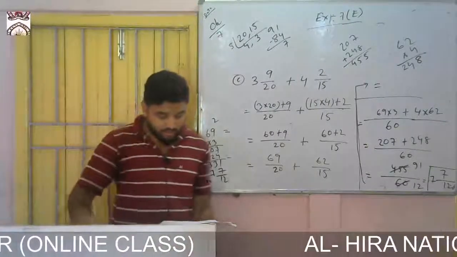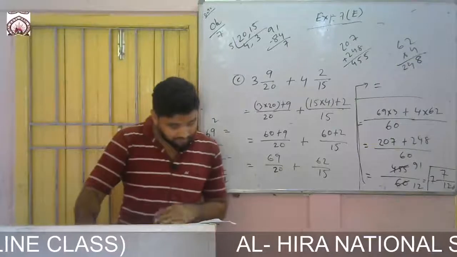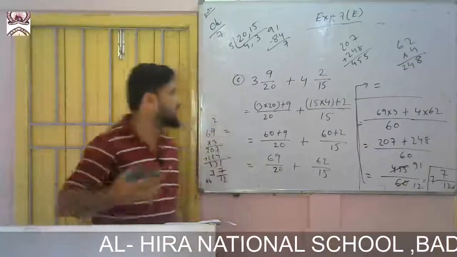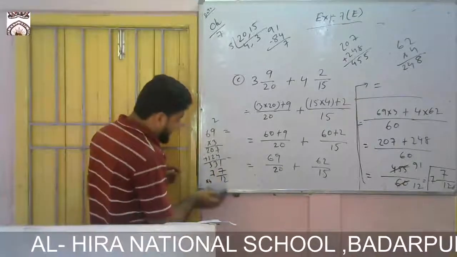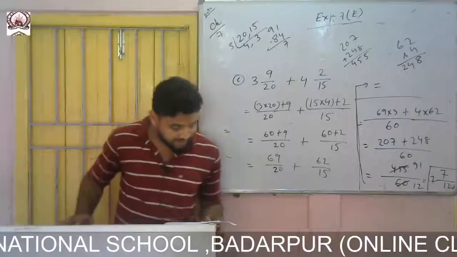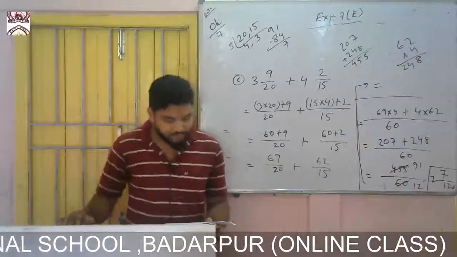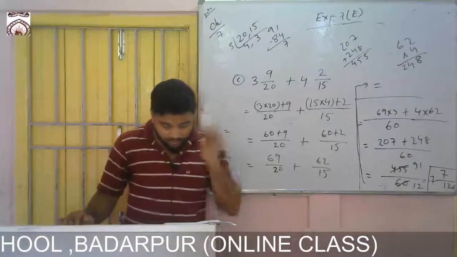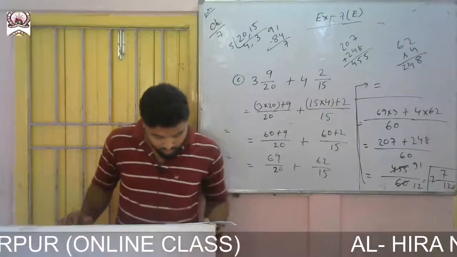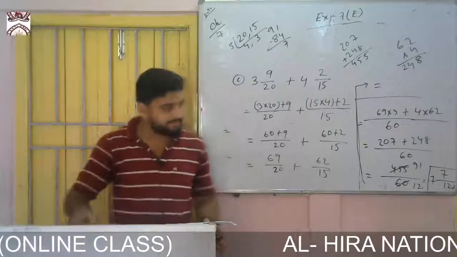So what? Now come to question number 3. 3 plus 3 by 4 plus 2 5 by 8. So this one finished. Okay. Now question number 3. 3 plus 3 by 4 and 2 5 by 8. 5 plus 3 2 by 3 plus 2 1 by 9. So I shall solve only 2. Okay.